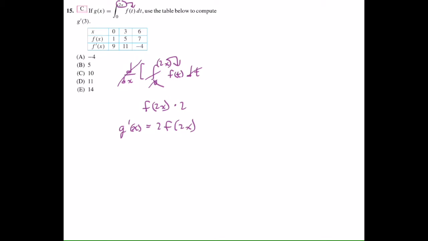So plugging in 3 to this, we would have 2 times f of 2 times 3, which would be 6. So now let's see if we have f of 6. F is right there, there's 6, so it's 7. So we have 2 times 7. 2 times 7 is 14. And there's our answer. That one's not that bad.